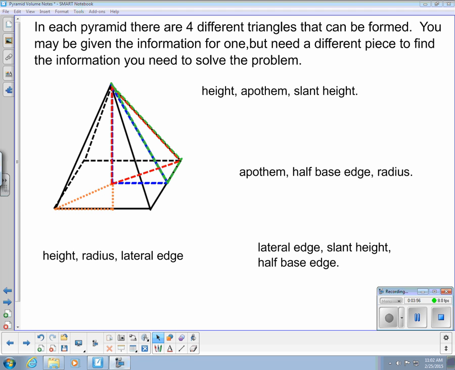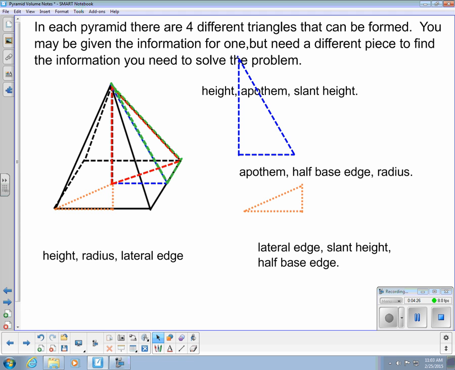it says in each pyramid there are 4 different triangles that can be formed. They're all right triangles. You can be given any kind of information for one of them, but you might need a different piece of information to solve the problem. So we have one right triangle where we have a height, an apothem, and a slant height. That's this blue one here that you can see back in the picture. We have an apothem, half the base edge, and a radius.